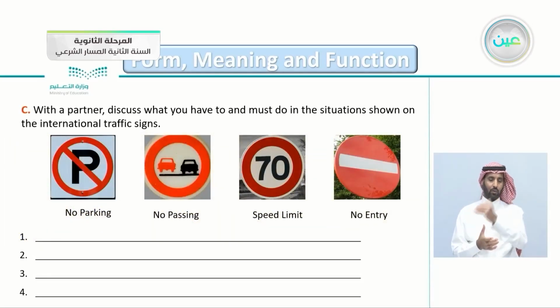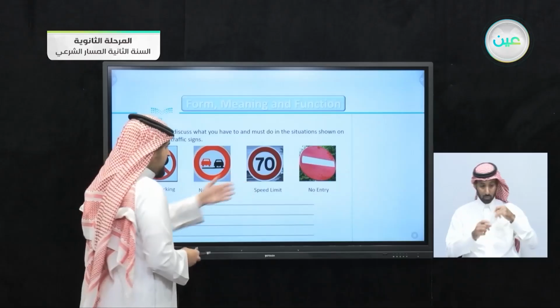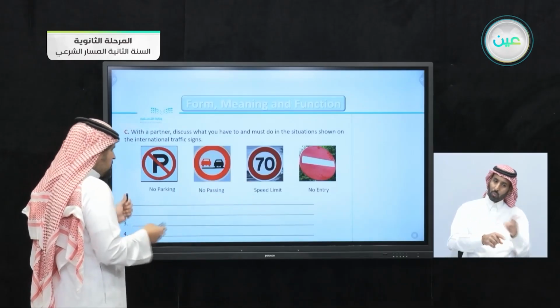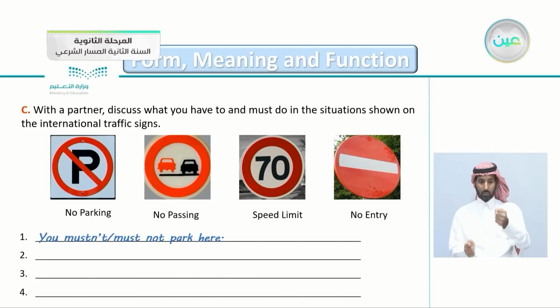So here's exercise C. With a partner, discuss what you have to and must do in the situations shown on the international traffic signs. Of course, you know all of these signs, you've seen them on the streets. No parking, no passing, speed limit, and no entry. So, number one, what do you have to do here? Number one, what can you say, have to or need to? Yes, with the no parking sign here, you can say you must not or you mustn't park here.